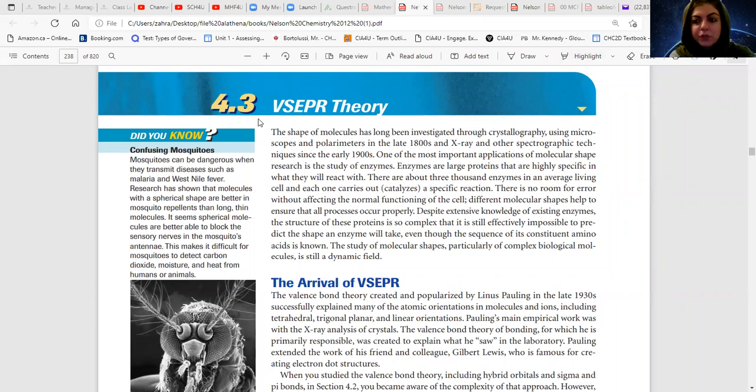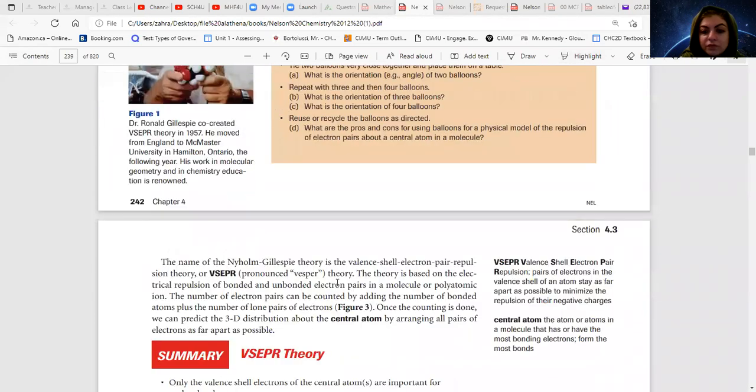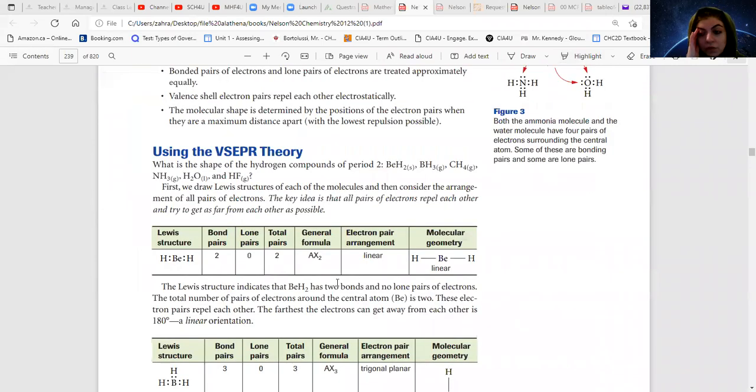4.3 is VSEPR Theory. I want to say the shape of the molecule. We know the octet rule. Based on that, we can draw the shape of that. So Be has 2 valence electrons and H has 1 valence electron. So there is no lone pair on Be. That's why it's going to be a straight line, right?